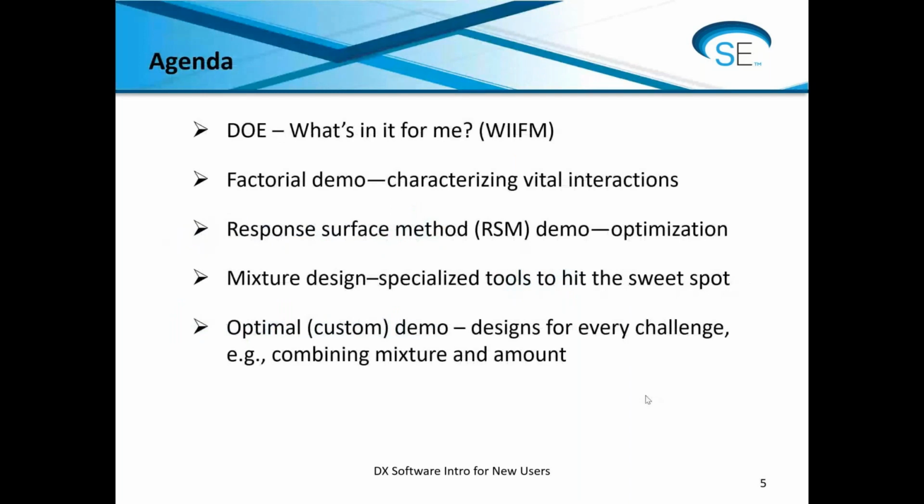So by way of agenda, we will first look at, what's in it for me? Why would we even think about doing DOEs? Then we're going to demonstrate three types of cases. We're going to do a factorial, where we characterize the main effects and vital interactions. An interaction is when one factor depends on the level chosen for another factor. Response surface methods are geared toward optimizing a system. We're going to find out when to use them and what they look like. And we have special tools for mixture designs, where we can learn to hit the sweet spot in a formulation to achieve our objectives.